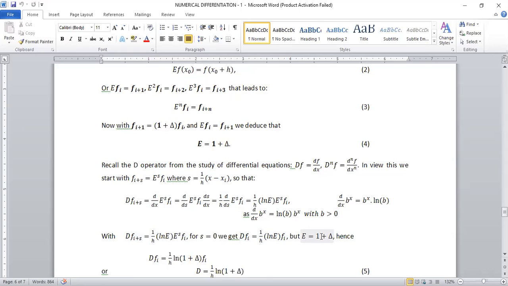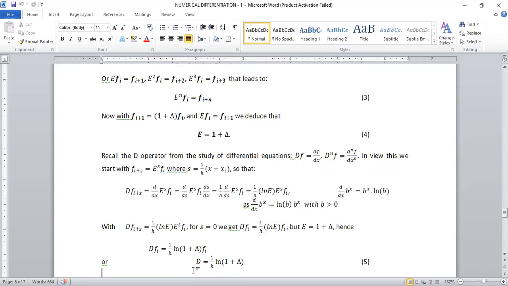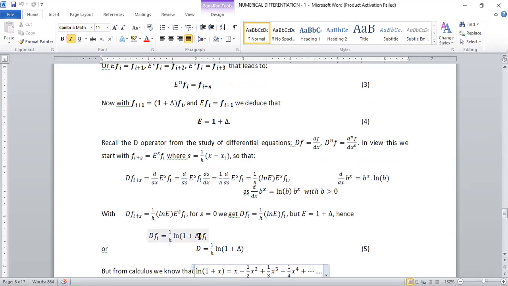Now if e is 1 plus delta, हमने ऊपर इंट्रोड्यूस किया था कि e जो है 1 plus delta है. Hence derivative of function at xi, s0 रख दिया, is 1 upon h ln of e is 1 plus delta fi. That means हमारा जो डिफरेंशियल ऑपरेटर था, इसमें से f इस लास्ट इक्वेशन में से fi ड्रॉप कर दो, तो डिफरेंशियल ऑपरेटर जो है that takes the shape of 1 upon h ln of 1 plus delta या ln of e, which is a stepping operator.